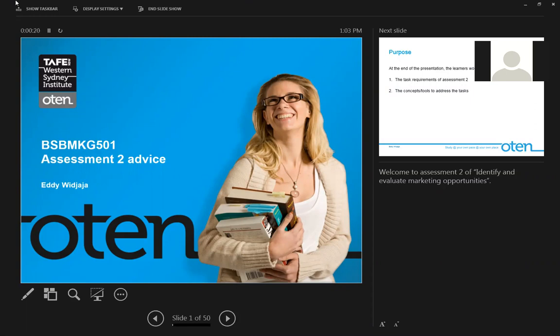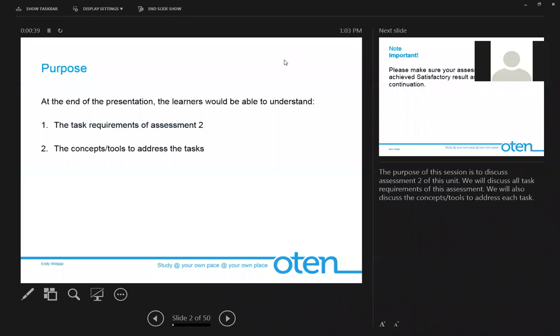Today I'm going to discuss the second assessment of BSBMKG501 as a tool to help you in addressing the task for this assessment. The purpose of this presentation is to discuss the task requirements of assessment 2 and also the tools and concepts that we need to understand to address the tasks.